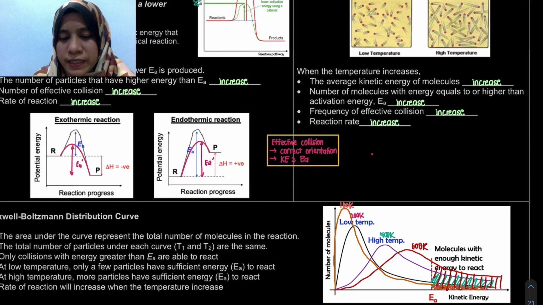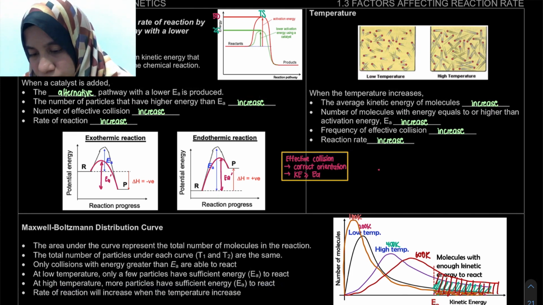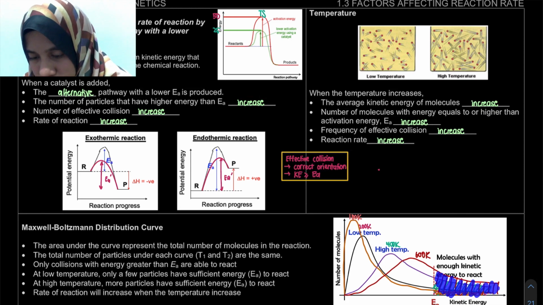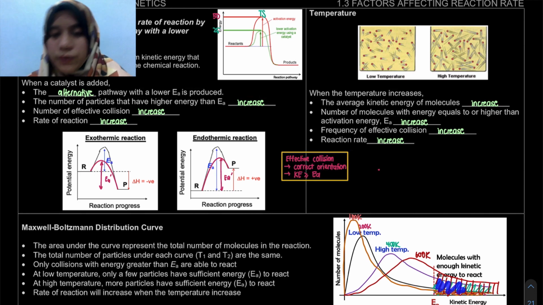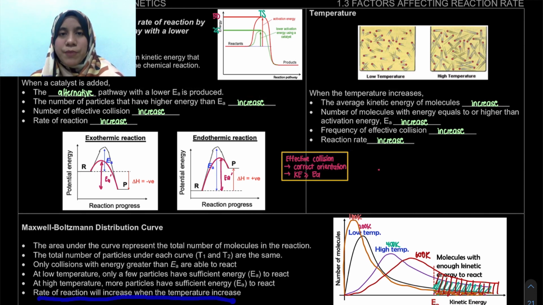That is the only part that is a bit confusing. Because from all this, at low temperature, few particles have sufficient energy to react. At high temperature, more particles have sufficient energy to react. It's actually quite straightforward. So here, you can also assume that this is the number of particles. The red one is the highest, and the green one is the second highest. And remember that the rate of reaction will increase when the temperature increases. Okay, so that's it.